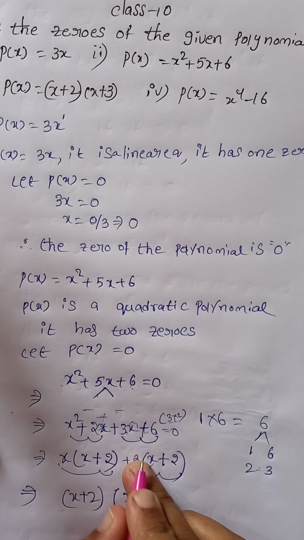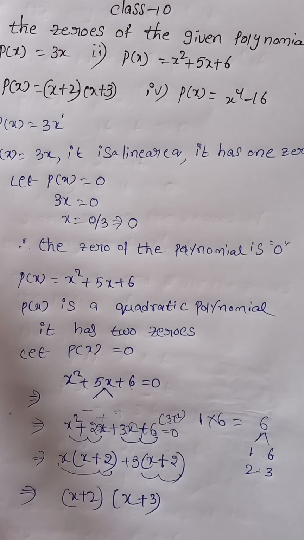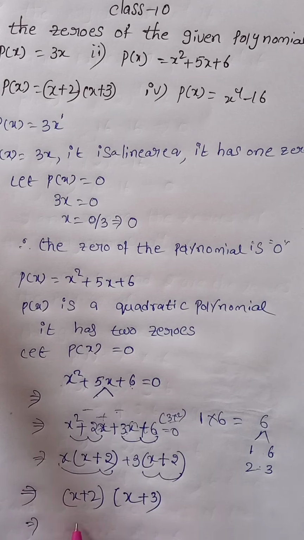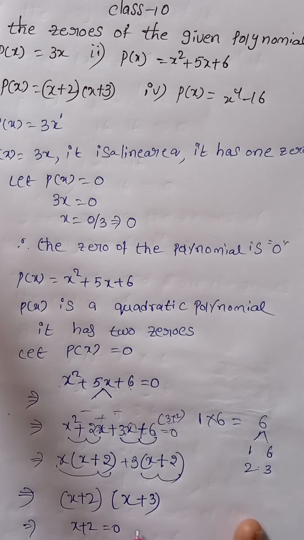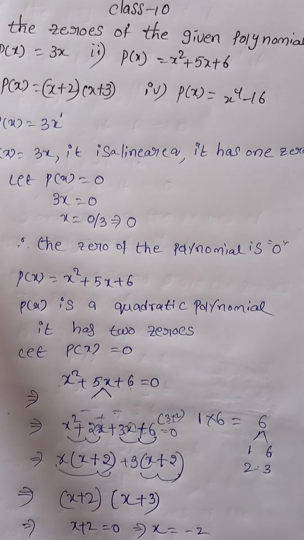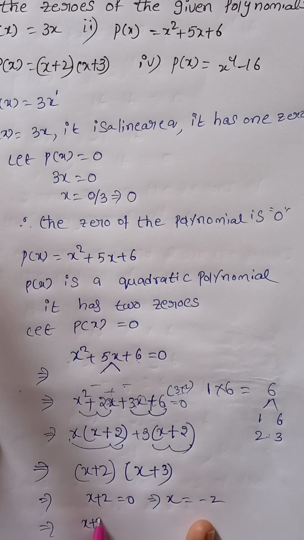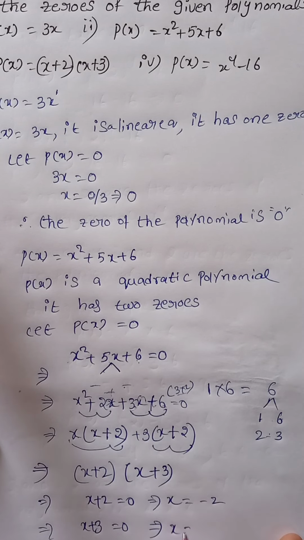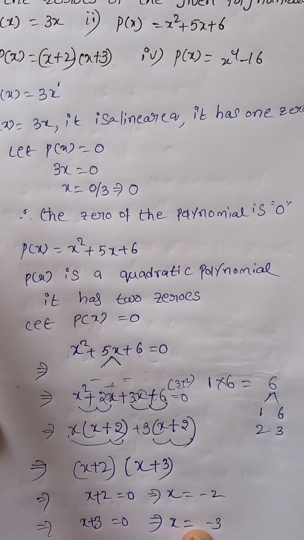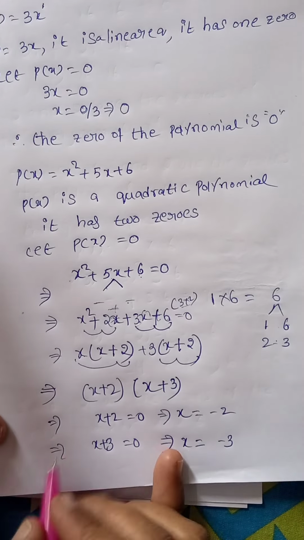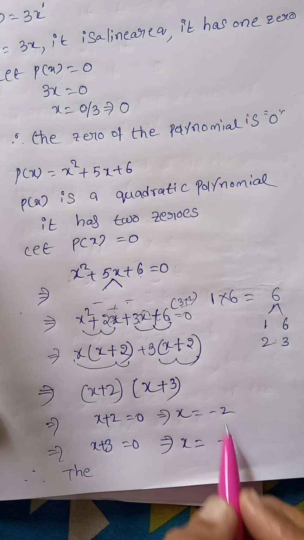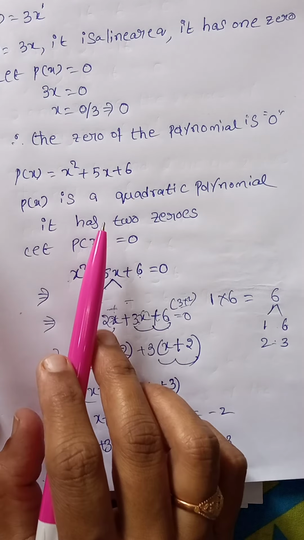And here we are left with 3 plus 3. Okay, so to find the zeros we have to set each of these expressions equal to 0. So x plus 2 equal to 0. X plus 2 equal to 0 means here plus 2 moves from LHS to RHS, it becomes minus 2. Now x plus 3 equal to 0. Here x equal to plus 3, it becomes minus 3. So minus 2 and minus 3 are the zeros of this quadratic polynomial. The zeros of the polynomial are minus 2 and minus 3. If you substitute minus 2 and minus 3 in the quadratic polynomial, then we get 0.